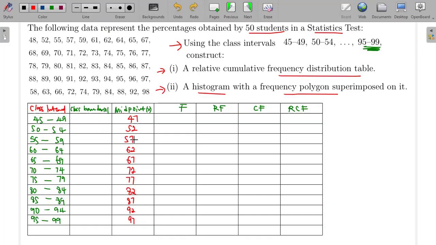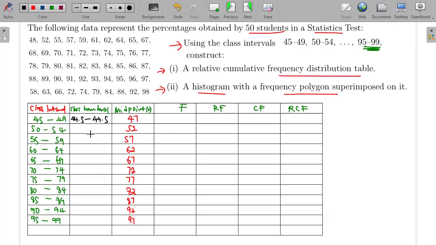Okay, what about the class boundaries? The class boundaries are very important when you are sketching the histogram. So how do those work? To find the class boundaries, you're going to be subtracting 0.5 from the lower limit and adding 0.5 to the upper one. So if I subtract 0.5 from the 45, what do you think I'm going to get? I'm going to get 44.5, all the way to, if I add 0.5 to this one, I get 49.5.